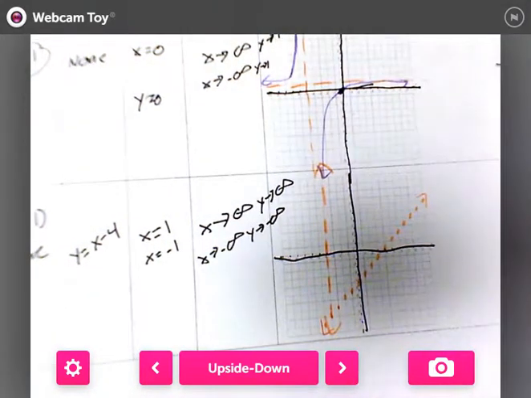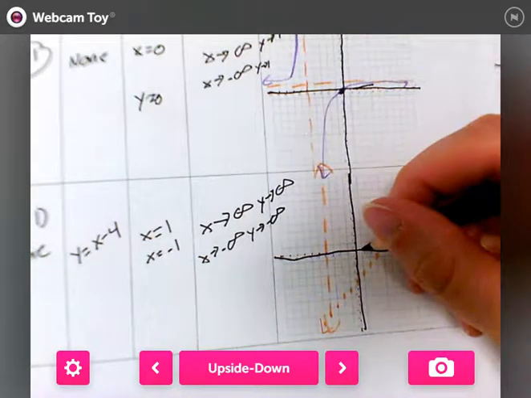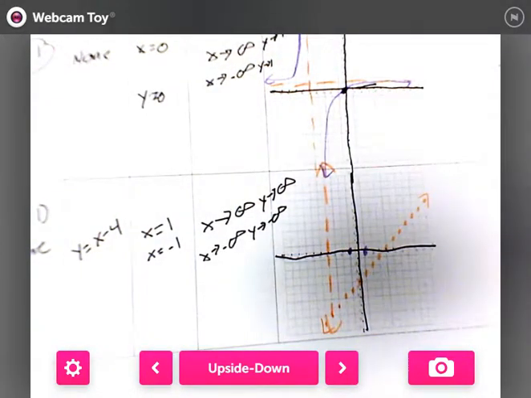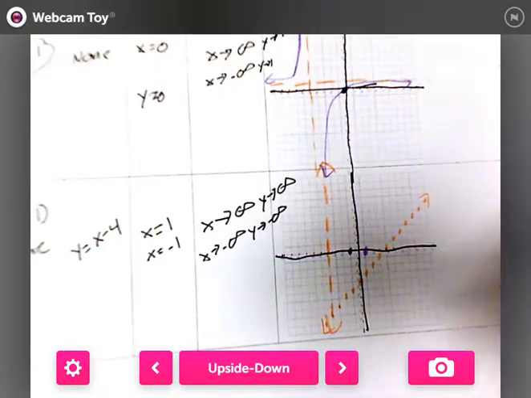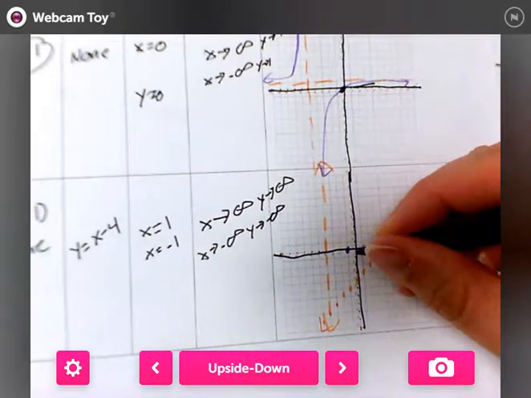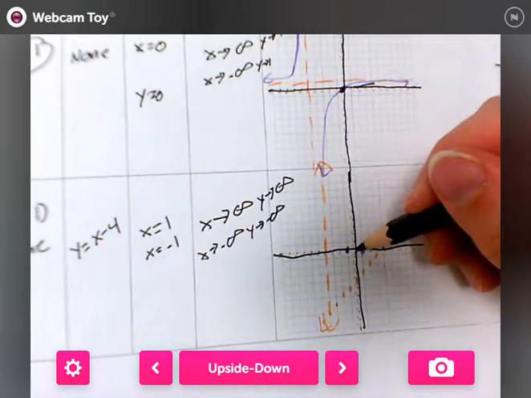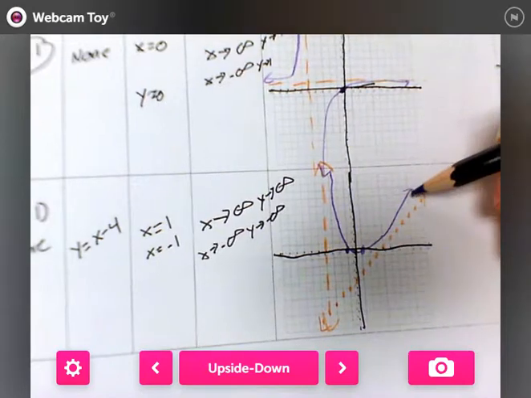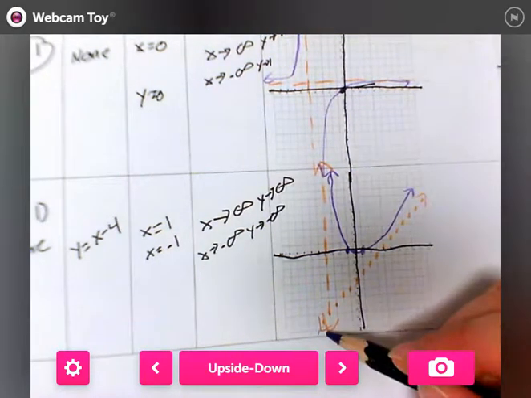It's easier to see. Okay, and it says that our x-intercepts are at 1 and negative 1. We cross the y-intercept right here, so it goes like this. And that's it. That's all you can see. There's something over here, but you can't really see it.